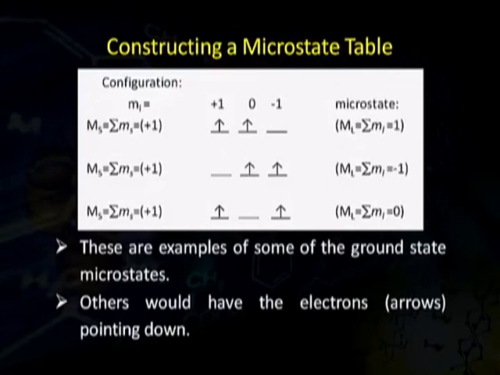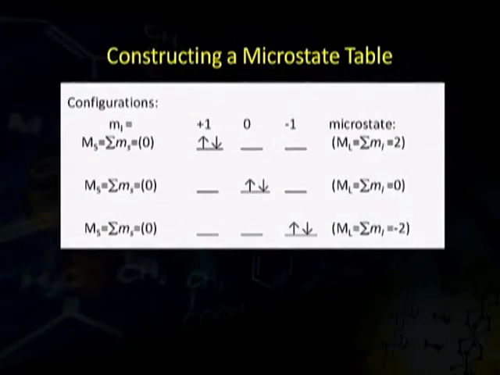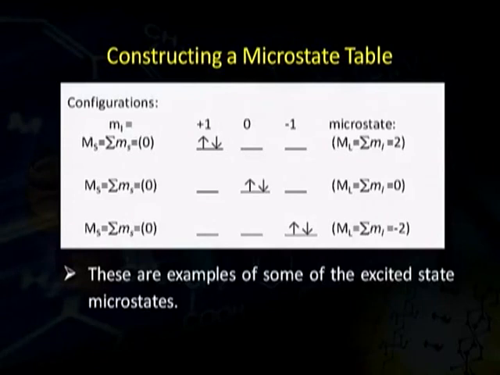Others would have the electrons pointing downward. This is an example of a carbon atom in an excited state. Here the two electrons are in the same orbital, one pointing upward and the other pointing downward. It contributes Ml equal to 2, that is plus 1 and plus 1 for each electron. For this, the Ms value would be 0, because plus half and minus half give a value of 0 for Ms.